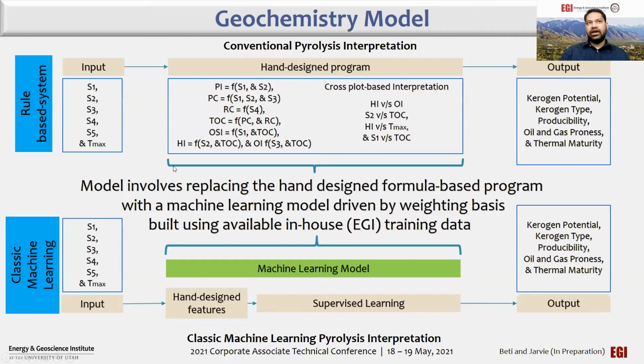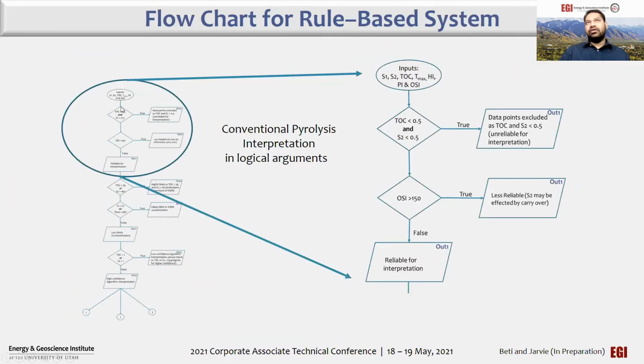What we have done is we replaced this entire exercise using logical algorithms to begin with. So the rule-based or logical algorithm we used to replace the subjective interpretation looks like this. We start with input variables, and this is just an example of one output variable. For this output variable, we see if the samples have TOC less than 0.5 and S2 less than 0.5. If that's true, then the data points are to be excluded because the data would be unreliable to interpret, because the S2 peak is so low that the signal could be equivalent to some kind of noise. And the same is the case with OSI.